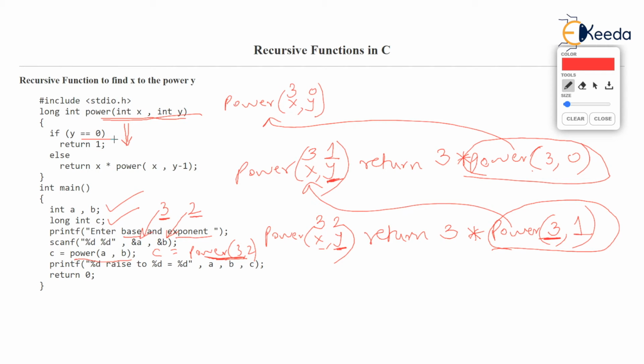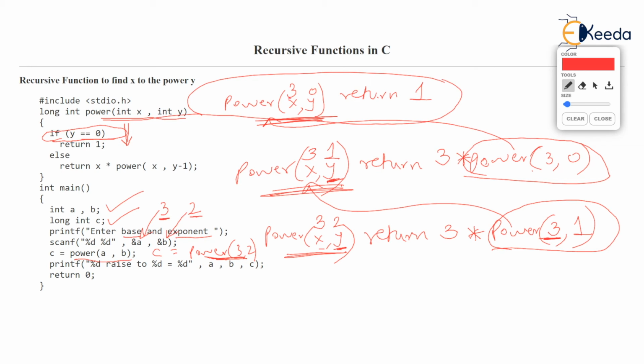So in summary, to find power 3 comma 2, you had to find power 3 comma 1. And to find power 3 comma 1, you have to find power 3 comma 0. Now starts the interesting thing. When this function runs, the condition y equal to 0 becomes true. So the function returns 1. Anything raised to 0 is 1, isn't it? And 3 raised to 0 is indeed 1.